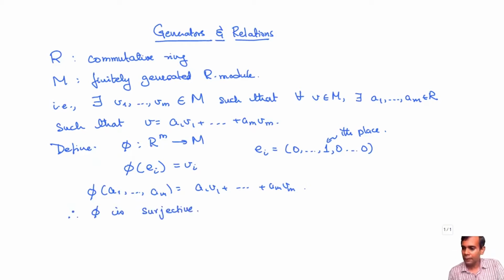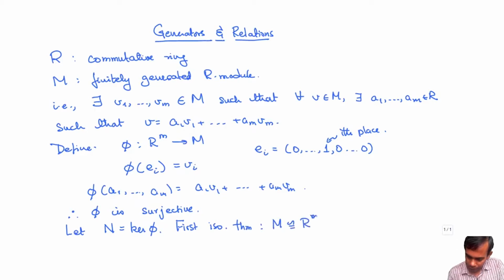Okay, now let N be the kernel of phi. By the first isomorphism theorem, we have M is isomorphic to R^m mod N. So what we are seeing here is that every finitely generated R module is isomorphic to a quotient of a free module of the form R to the m.